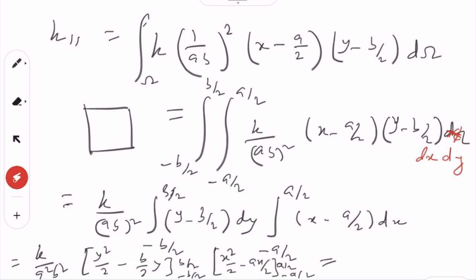From here similarly you get minus a squared over 2, so you get k over a squared b squared multiplied by b squared over 2 times a squared over 2, so we get simply k over 4, which is the answer. We simply get 4 here, nothing else.